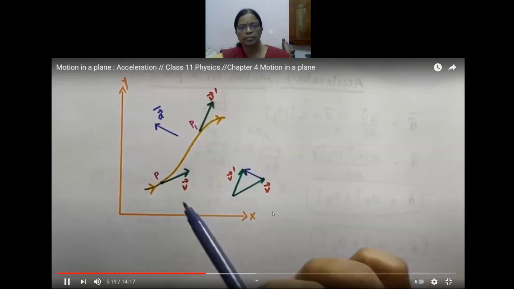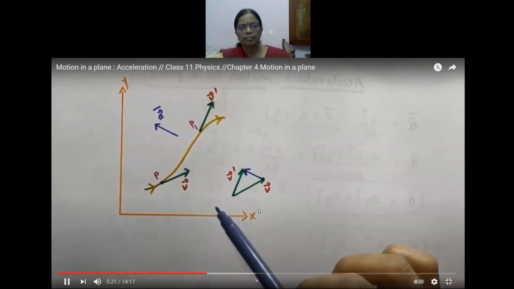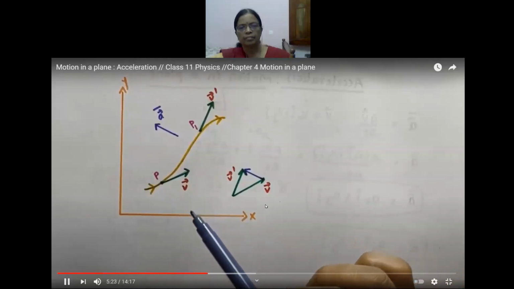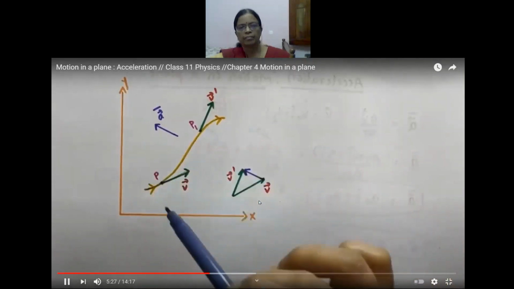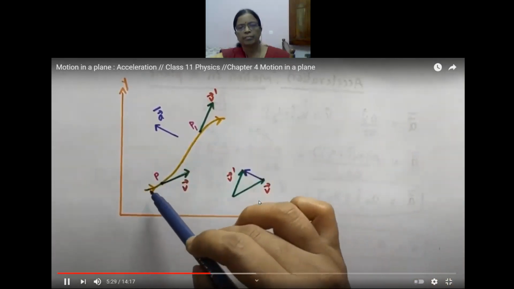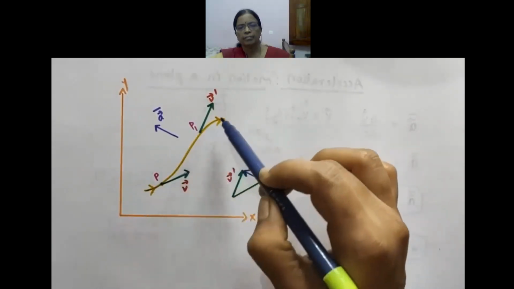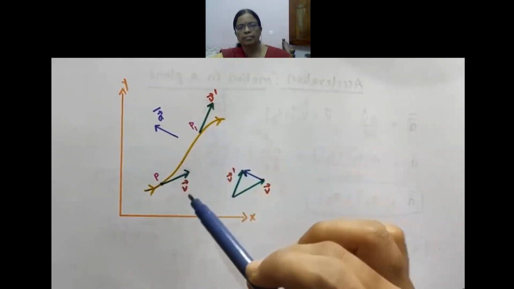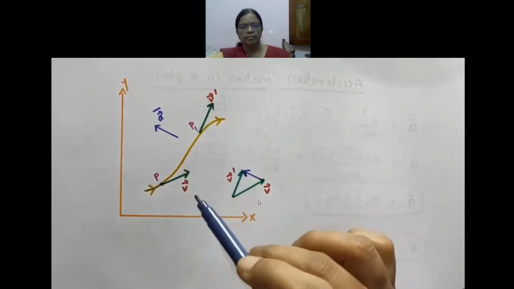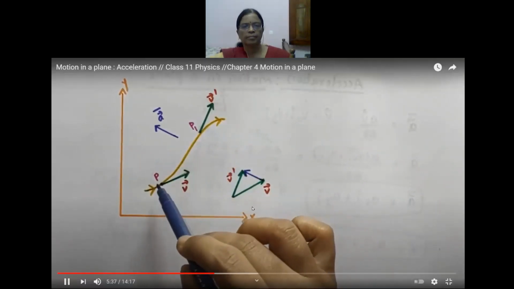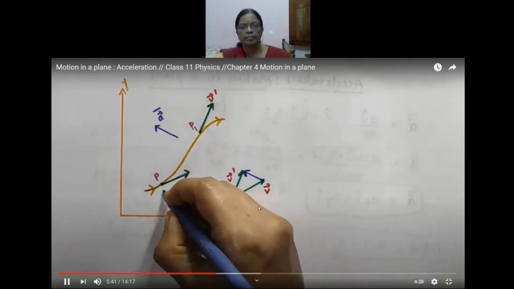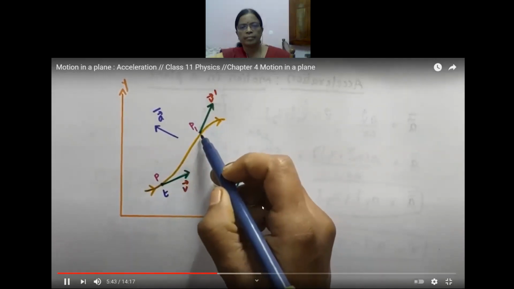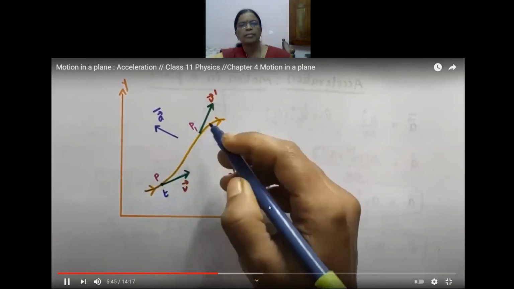This graph shows the path of an object which is in motion in the xy plane. Here we have the x-axis, and here we have the y-axis. This yellow curve shows the path of the object moving in this xy plane. Here P represents the position of the object at a particular time t, and P1 is the position of the object after some time delta t.